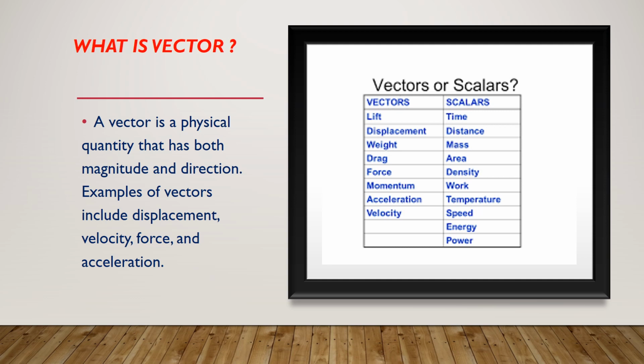What is a vector? A vector is a physical quantity that has both magnitude and direction. Examples of vectors include displacement, velocity, force, and acceleration.